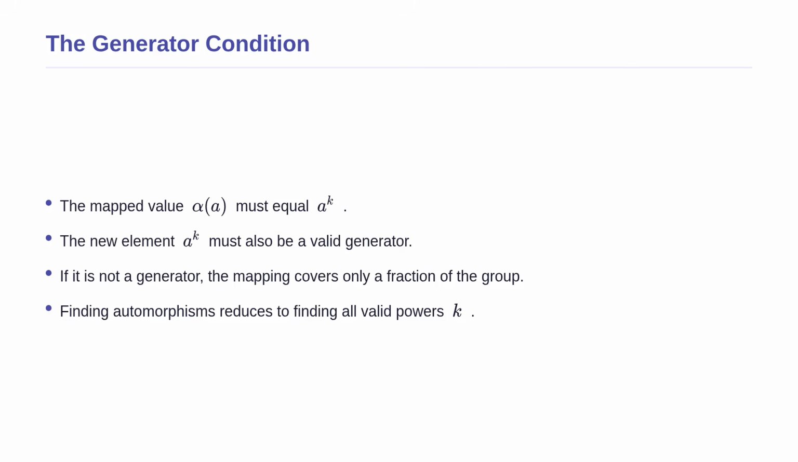Since the entire mapping depends on where the generator goes, we must ask, where can it go? The output must still be an element inside the same group G. So the new mapped value must be equal to the original generator A raised to some power k. However, for the mapping to cover the entire group without missing any elements, this new element A to the power of k must also be a valid generator for the whole group. Therefore, the entire problem of finding automorphisms reduces to finding all the valid powers k that create new generators.